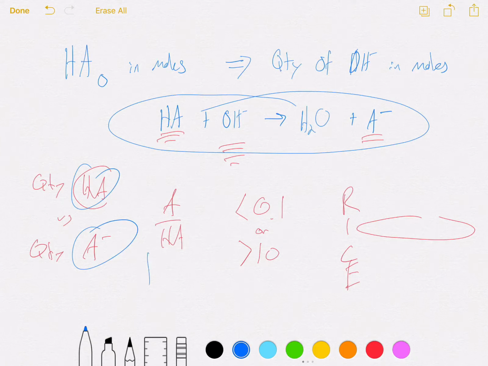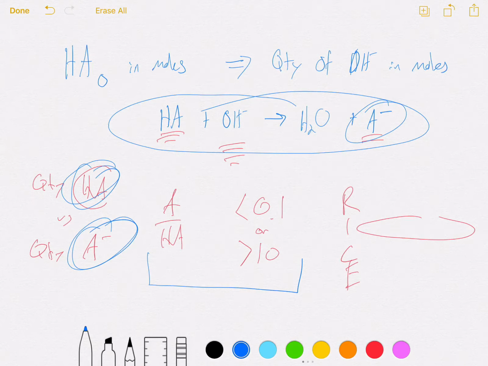If, however, you figure out how much A and HA you have after you've done this neutralization part, which is really just a limiting reaction type of problem, you react all of your OH minus with however much of this you need, and then however much is left is your HA quantity that you care about, and then however much titrant you added in moles becomes your quantity of A minus, and then you just have to figure out whether you're in the realm to do an ICE table or the Henderson-Hasselbalch equation.